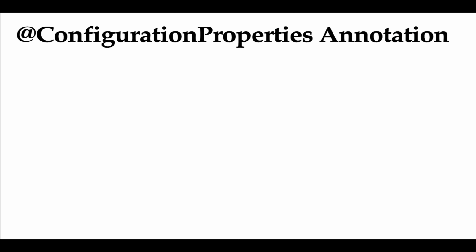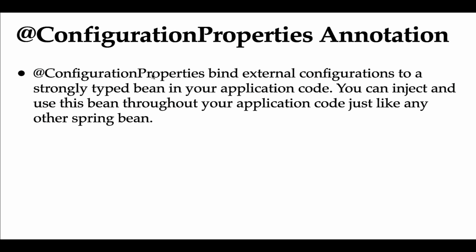Hi everyone, welcome back. In this video, let us take a look into the @ConfigurationProperties annotation. The @ConfigurationProperties annotation is used to bind external configurations to a strongly typed Spring bean in your application code. Next, you can inject and use this Spring bean throughout your application code just like any other Spring bean. This annotation is widely used in real-time projects because we can use it to directly bind external configuration properties to a Java class.